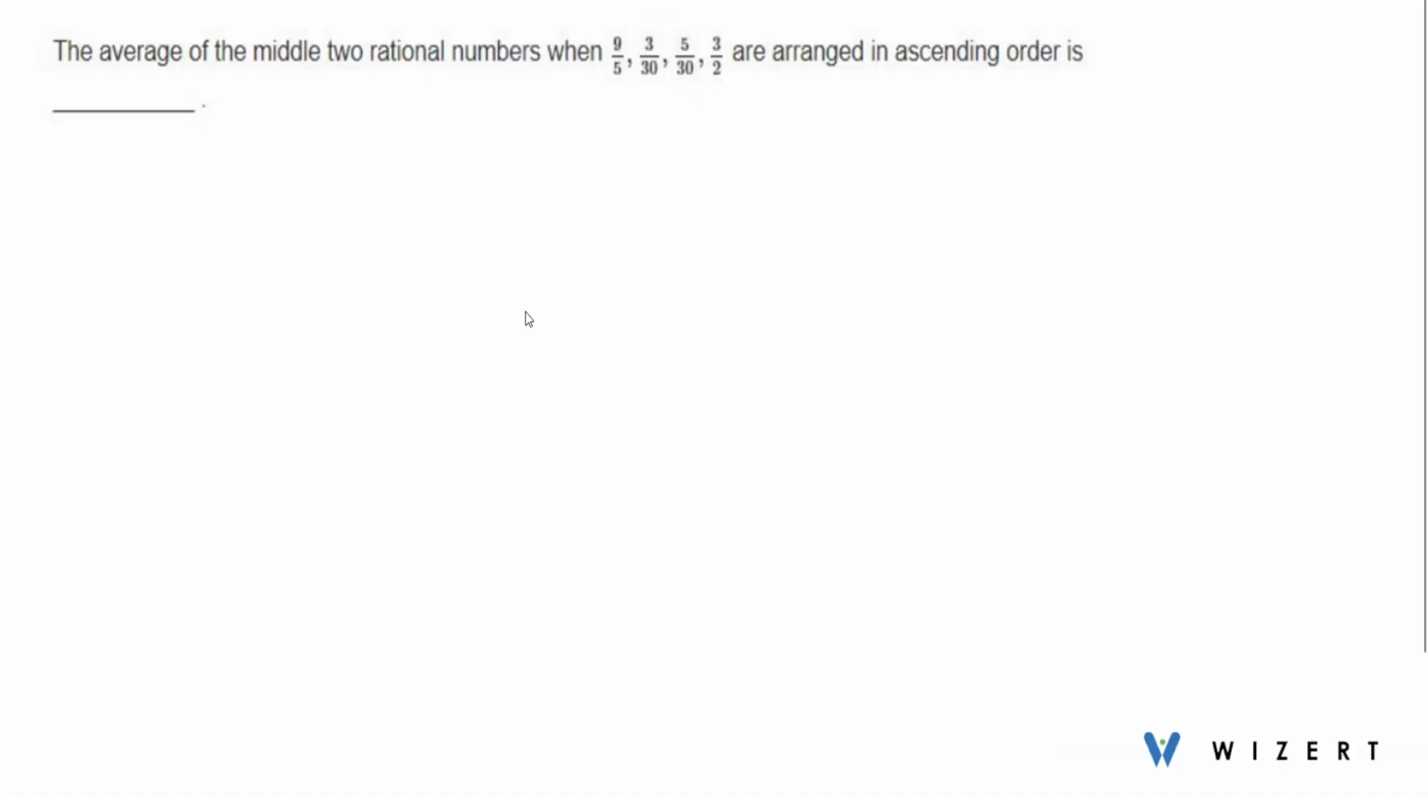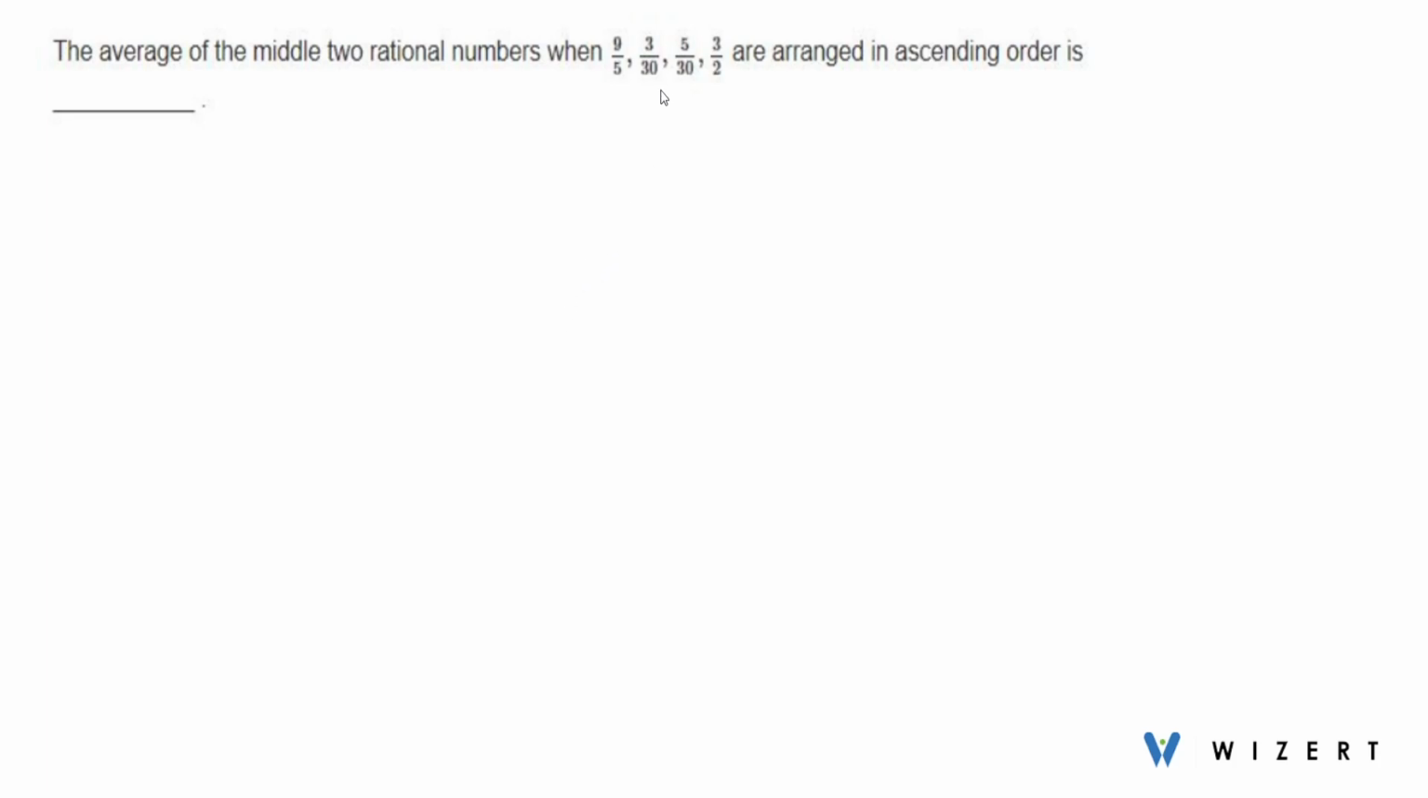According to the question, we have to find the average of the middle two rational numbers when the four rational numbers are arranged in ascending order. So our first step will be to arrange the numbers in ascending order, then we have to select the middle two elements, and then we have to find the average of the middle two rational numbers, right? So in order to arrange the rational numbers in ascending order, what we are going to do is we are going to make the denominator of each of these rational numbers equal.